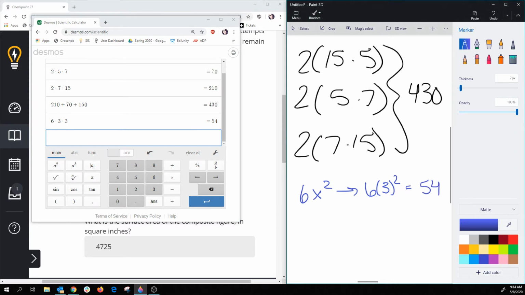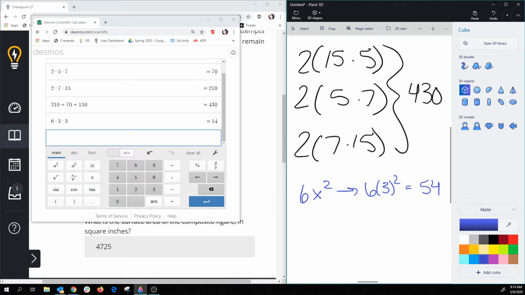So we are almost there. When we add these two surface areas together, 430 plus 54, I get 484.